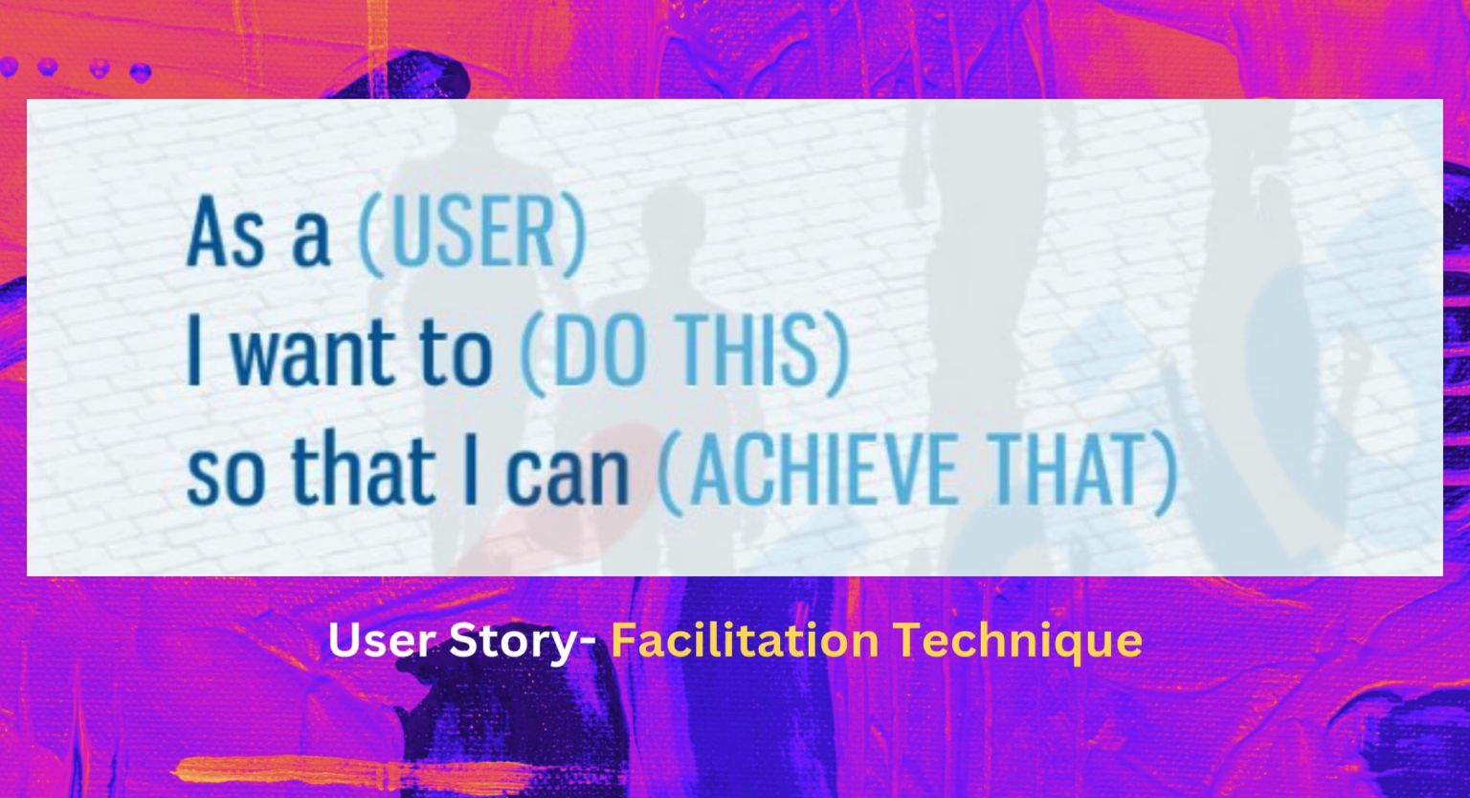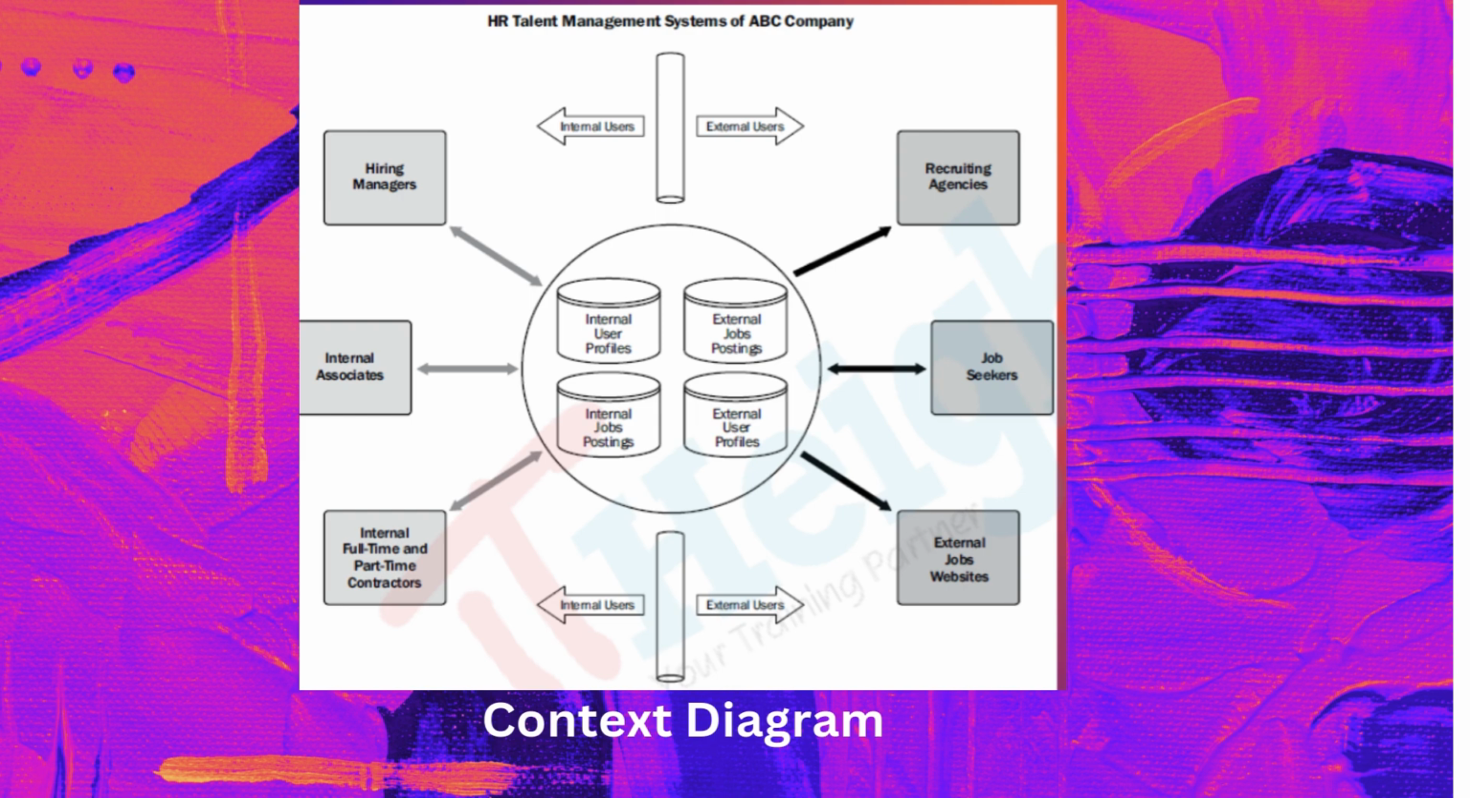User story and facilitation techniques. User story: a short, simple description of a feature or requirement from the user's perspective. Format: as a role, I want feature, so that benefit. Facilitation techniques: brainstorming, generating ideas rapidly in a group. Focus groups, gaining feedback from specific stakeholder groups. Context diagram: a visual representation showing the system and its interaction with external entities, defining boundaries and scope.